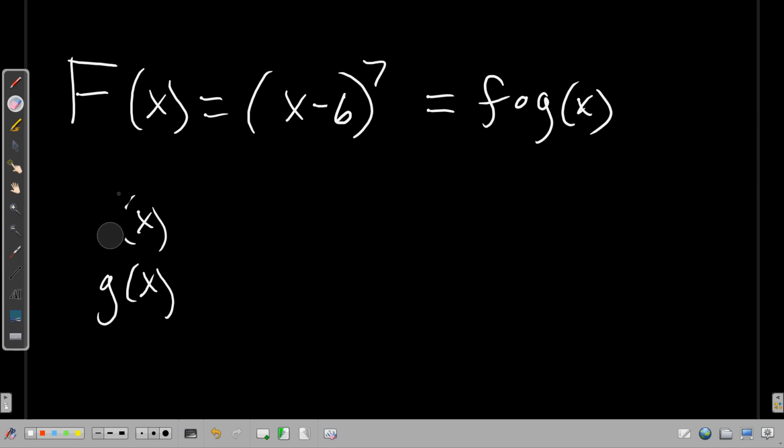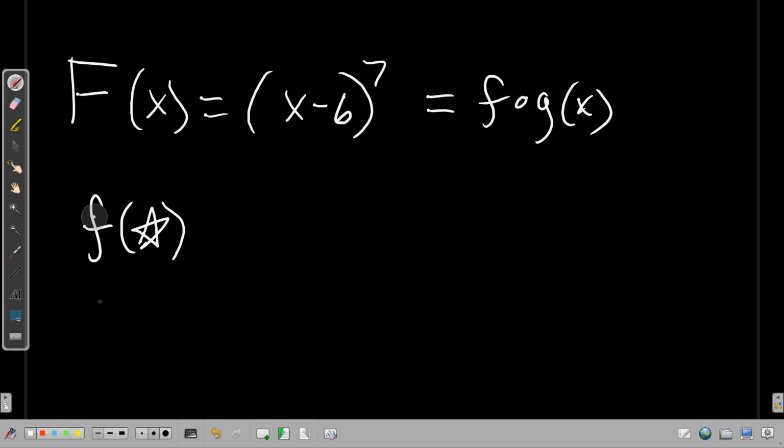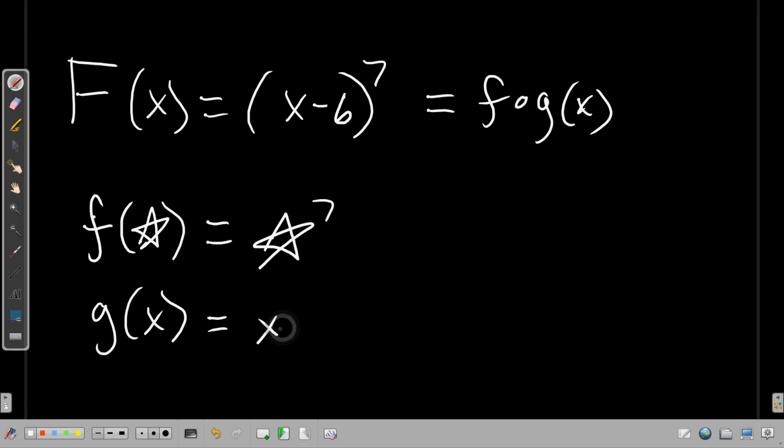And when I'm doing this in calculus, usually I will not use x in both of them. I'll say f of star and then g of x. And it seems to make it easier, because then I can see that f of star just needs to be star to the 7th, and g of x is the x minus 6. And then there's not so much x's floating around, because x is busy.